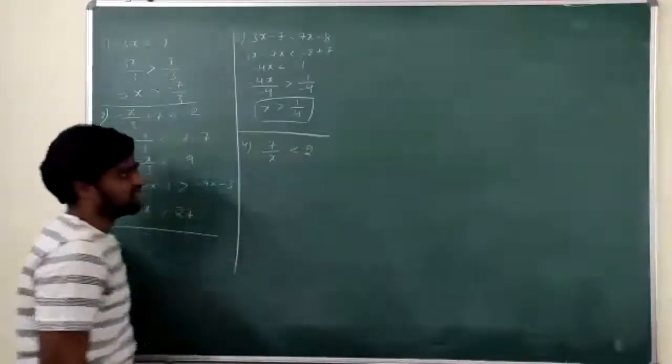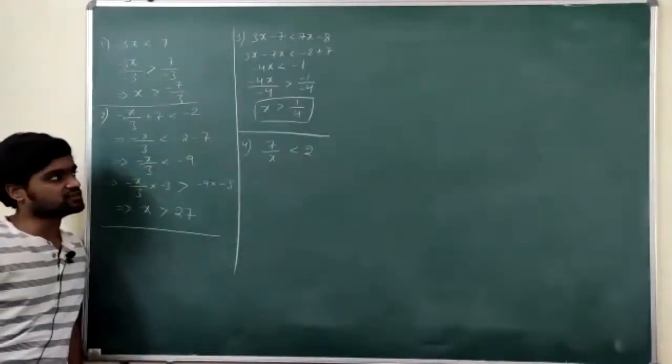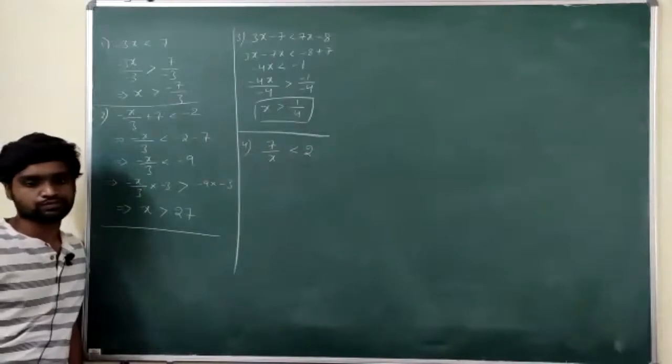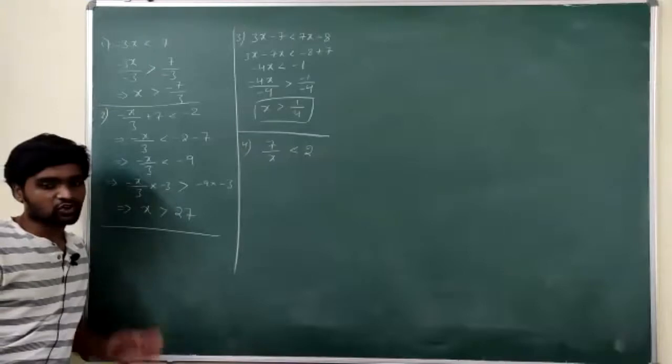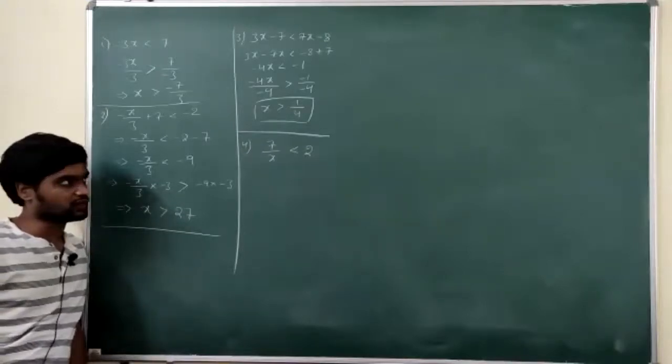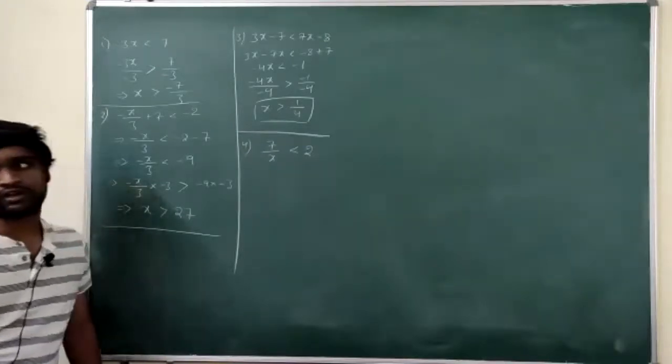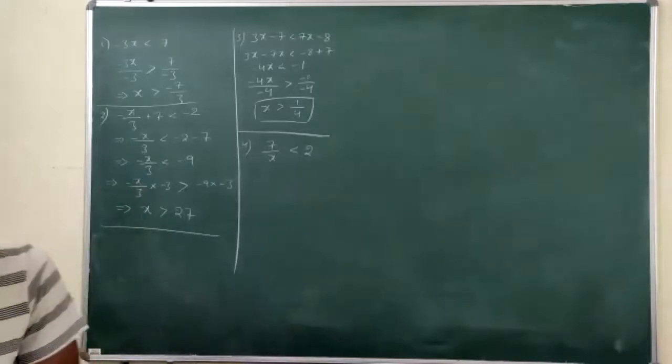7 by x is less than 2. Can you solve this question directly? 7 by x is less than 2. So what was the point taught yesterday? What was the concept I taught yesterday?